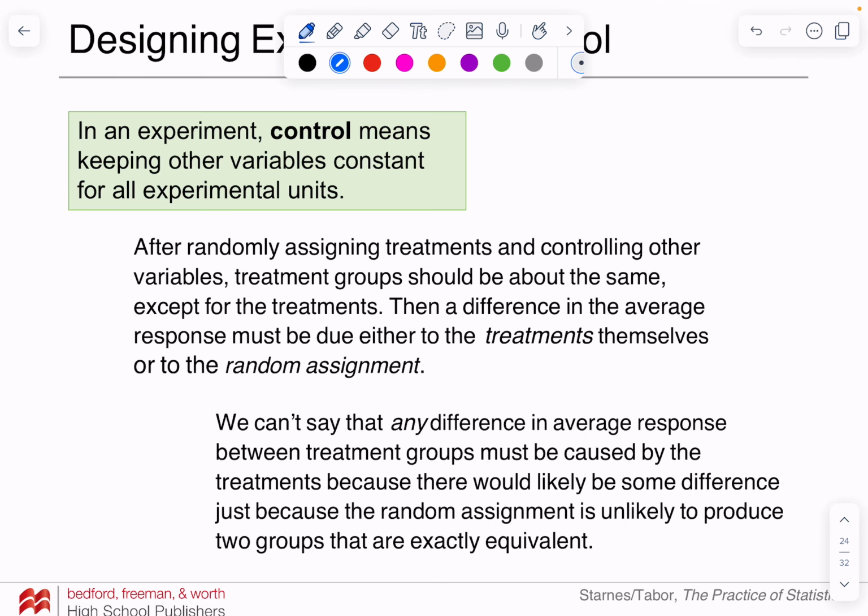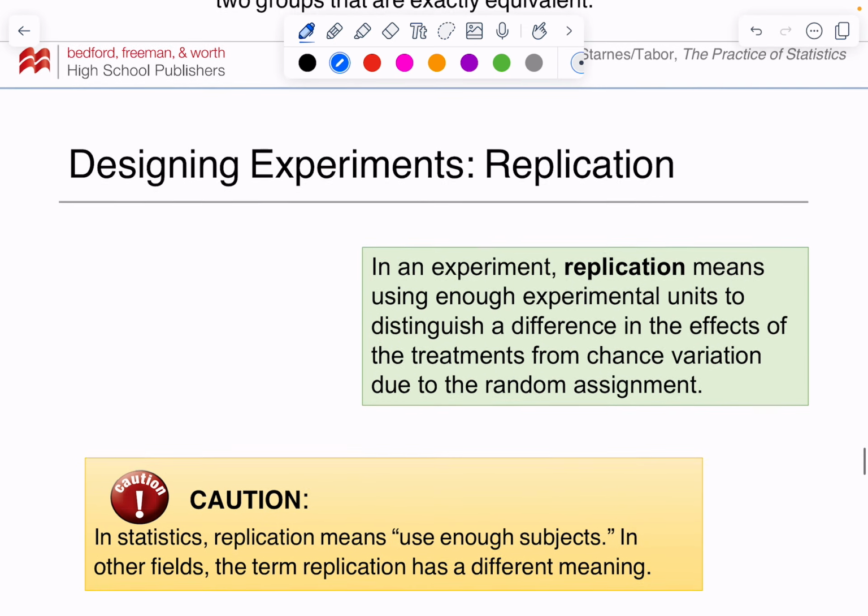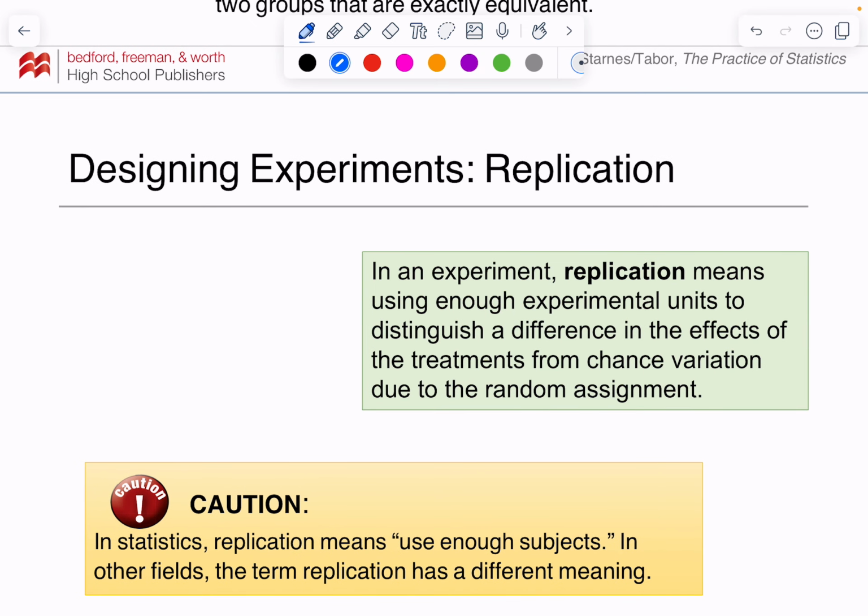All right. So in an experiment, control means keeping everything the same for all the experimental units, right? Like, your control group, everything is the same except for the treatment you give them. So any difference you see must be due to the treatment, right? Because everything else is kept the same.